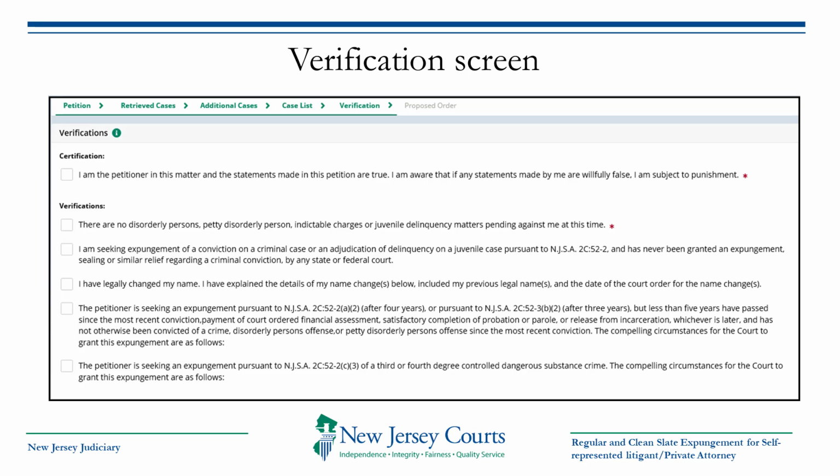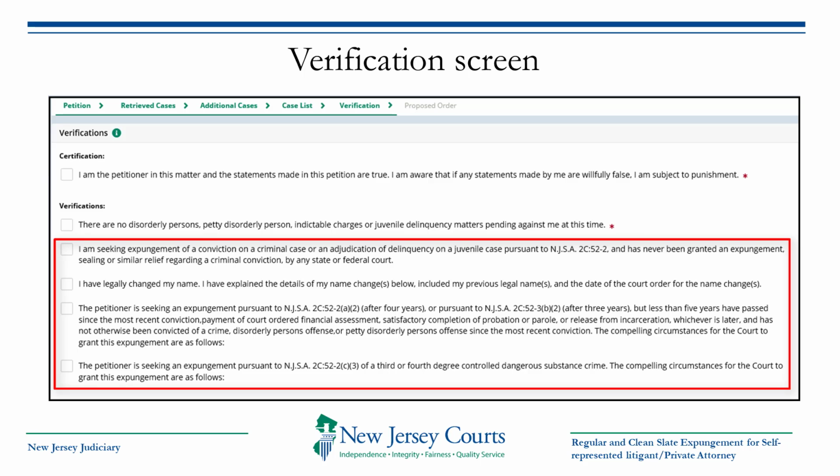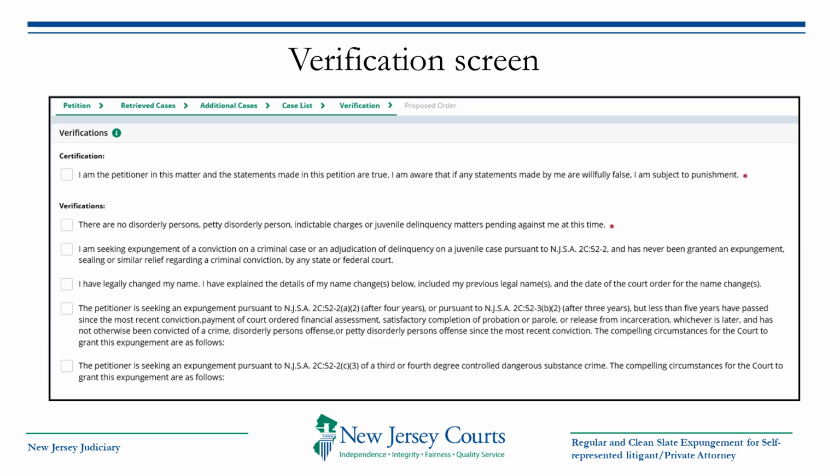The screen will capture certification that they have provided truthful information, verification that there are no disorderly persons, petty disorderly persons, indictable charges, or juvenile delinquency matters currently pending against them. The petitioner may check off additional optional statements regarding previously granted sealing, expungement relief in any state or federal court, legal name change, more than 3 years but less than 5 years having elapsed since last conviction, incarceration, etc., inclusion of a third or fourth degree controlled dangerous substance crime in the expungement.